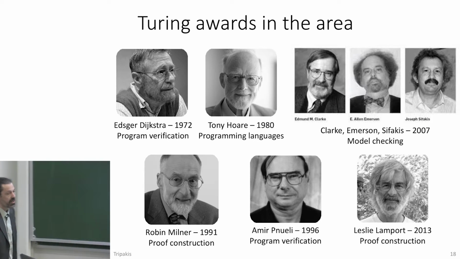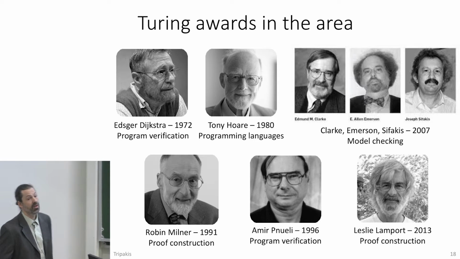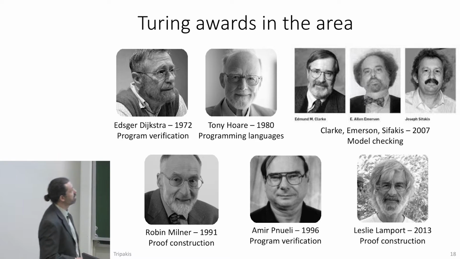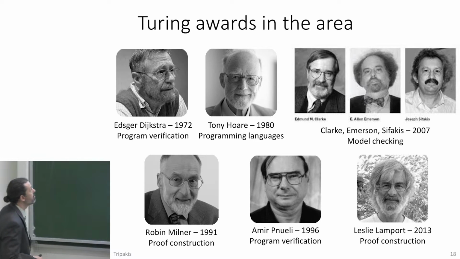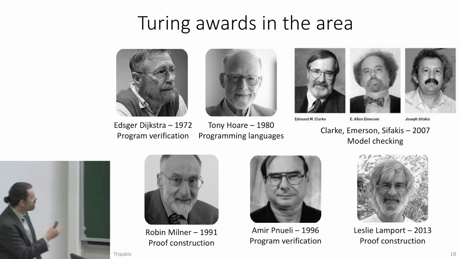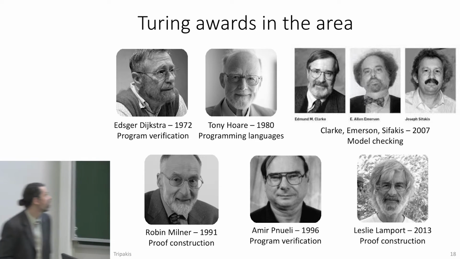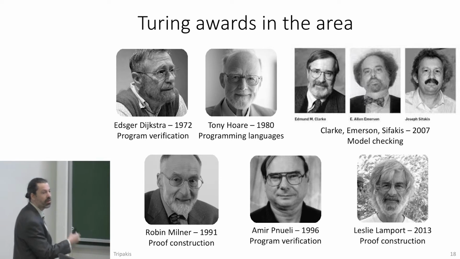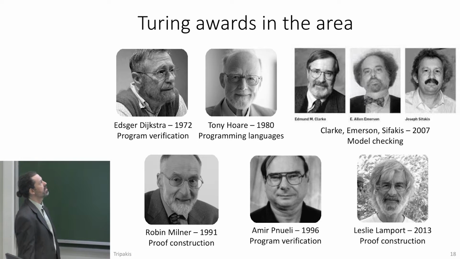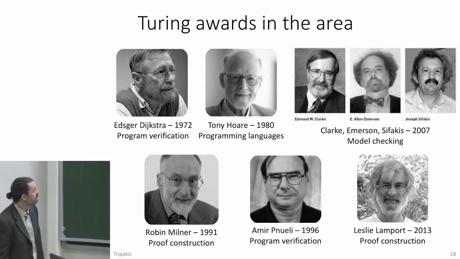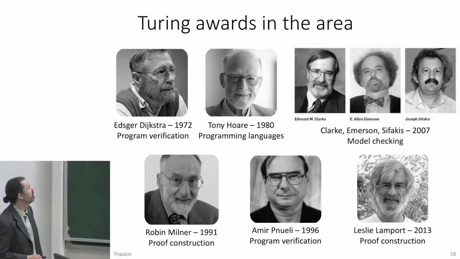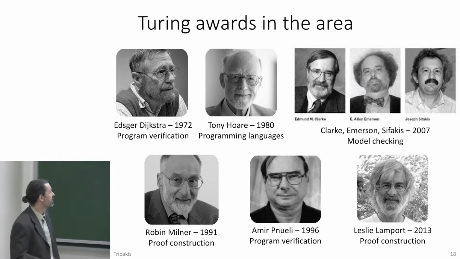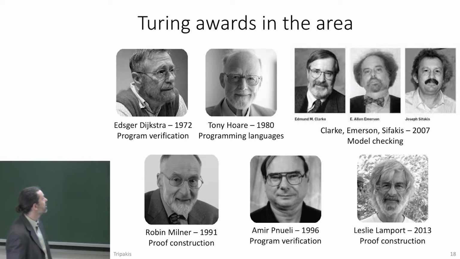Now, it's an area that has received a lot of recognition, at least internationally. It has produced many, many Turing Award winners. These are pictures of them that I collected the other day from the ACM website. The Turing Award is perhaps the Nobel Prize equivalent for our field, and all these people have worked in the field of formal methods and were recognized for their work.